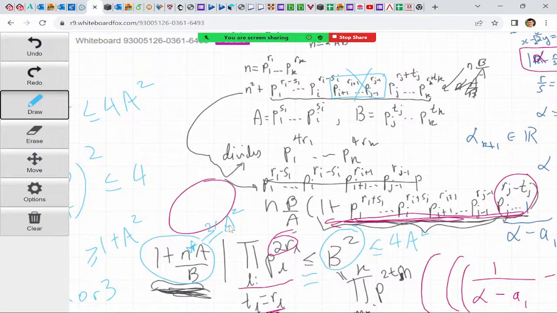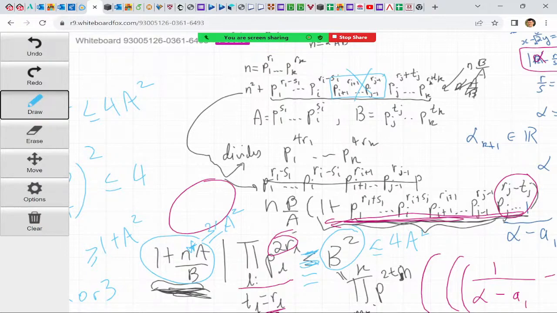The S's don't. Wait, are we claiming the T's are equal? If this is equal to b squared, then all the t's equal all the r's. Because if any of them don't equal, then there's at least 2, and it's not going to be too big. So there could be at most one that's not equal, and that's a 2 or a 3.